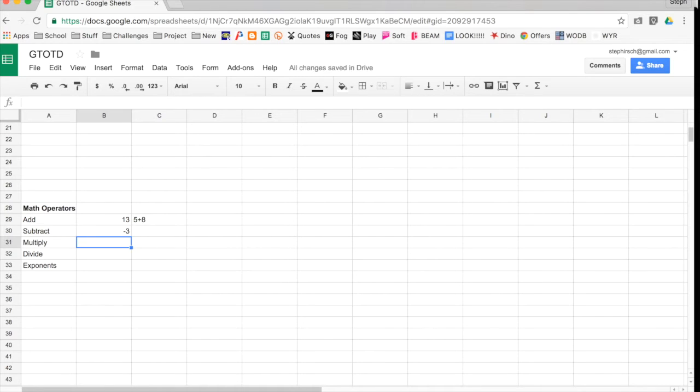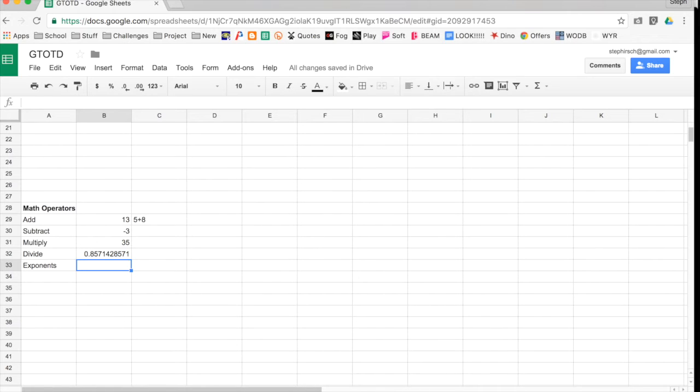You can do multiplication, equals 5 times. Now the multiplication symbol is the asterisk, which you find by doing shift 8. And you can also divide, equals 6 divided by 7. It will not give you a fraction output, it will always put it in decimal form, but we have that there.